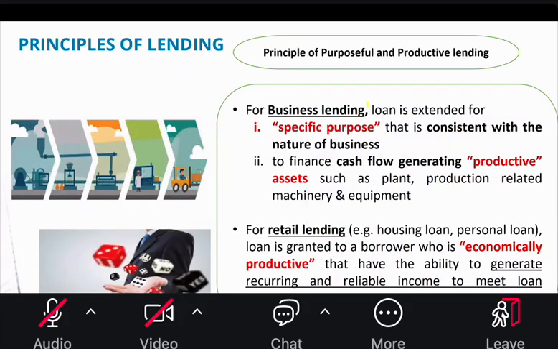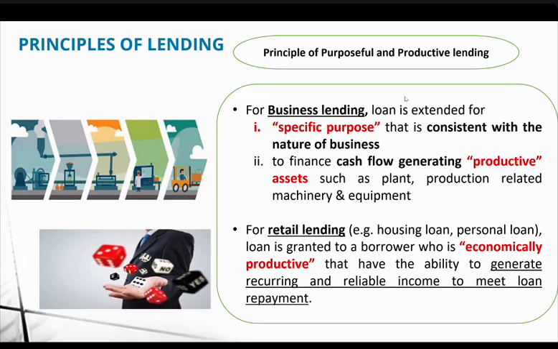Okay. Last one here is productive and purposeful lending. From business lending's perspective, it's a specific purpose that's consistent with the nature of business. You're financing cash flow generating productive assets. So if you're financing plant production related machinery equipment, that will in turn generate cash flow to pay out your loan. For retail lending, the borrower has to be economically productive. By definition, they have the ability to generate recurring and reliable income to meet loan repayment.